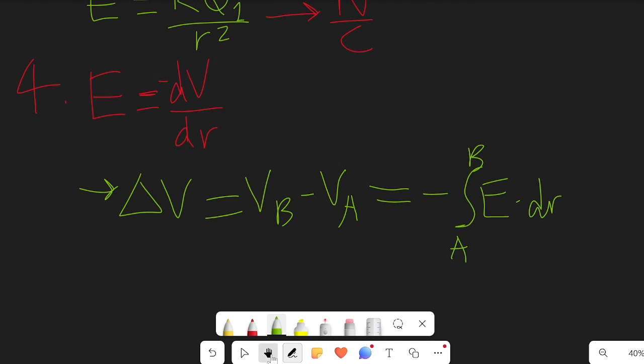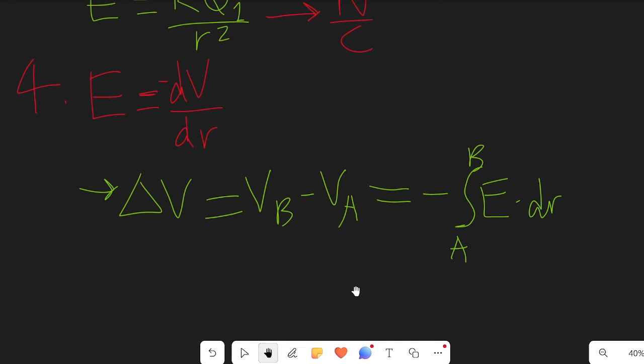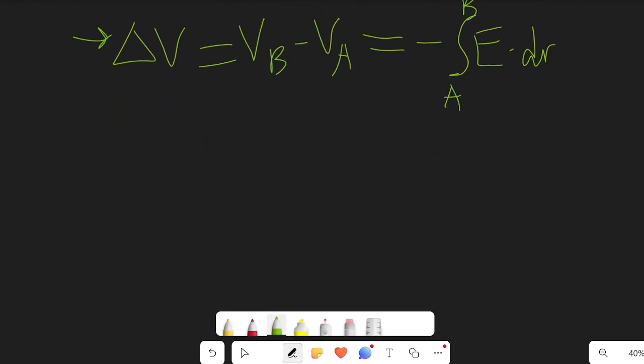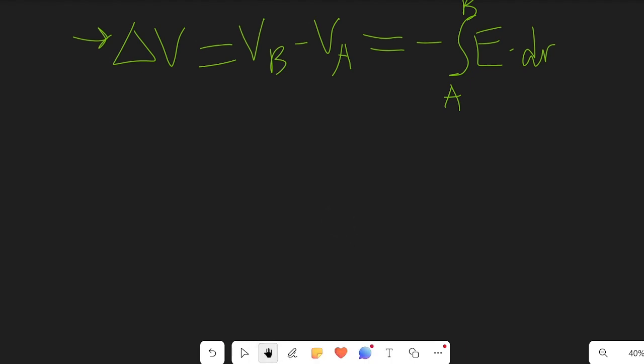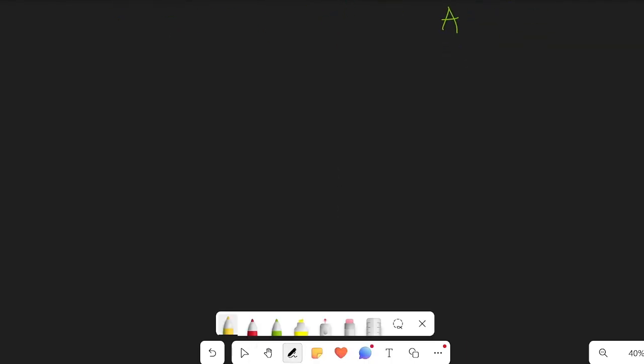So now let's try some practice problems using these. These are using our two golden equations, our Coulomb's law and all its variants, and the electric field to potential equation. Our first question will be about potential energy. So let's say we have two points here, point A and point B.